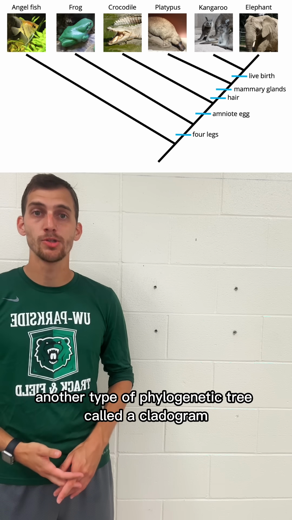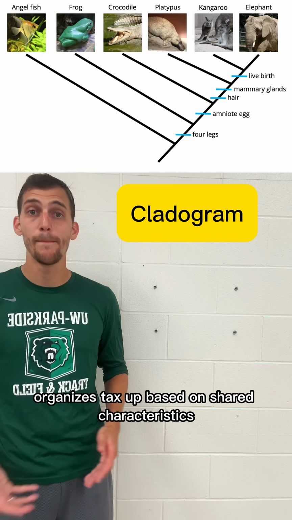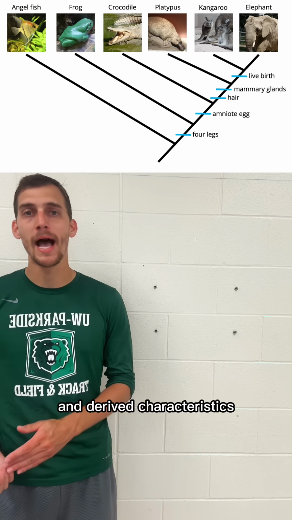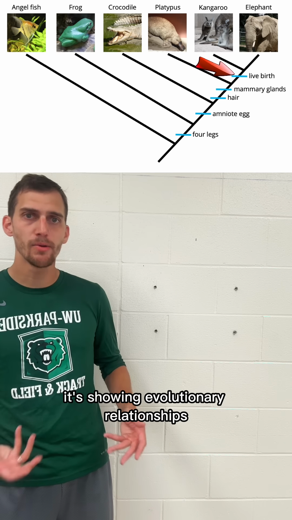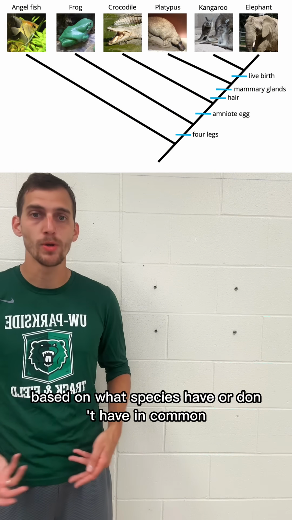Another type of phylogenetic tree, called a cladogram, organizes taxa based on shared characteristics and derived characteristics. It's showing evolutionary relationships based on what species have or don't have in common.